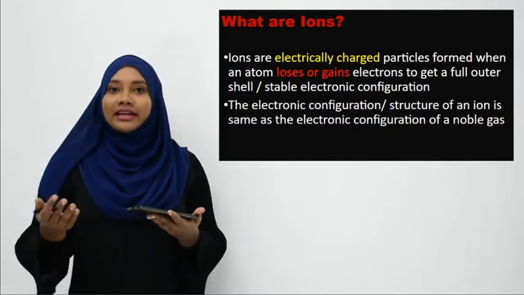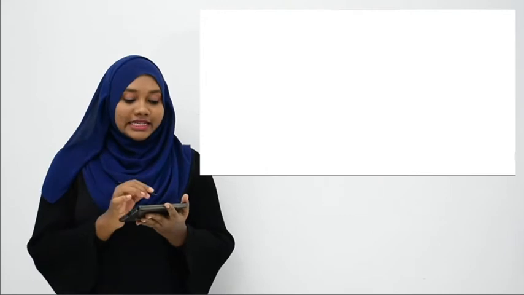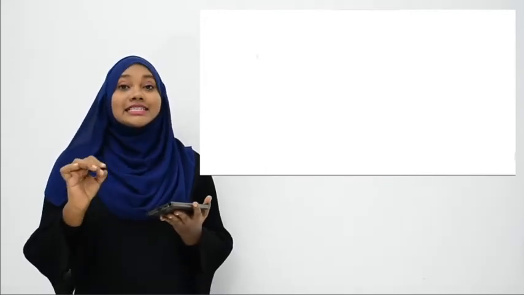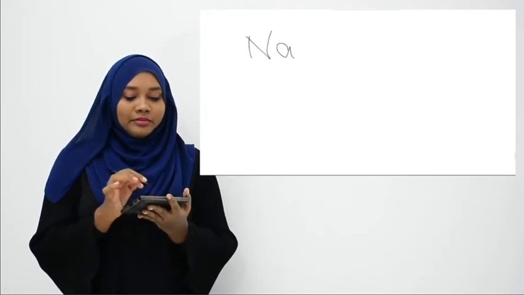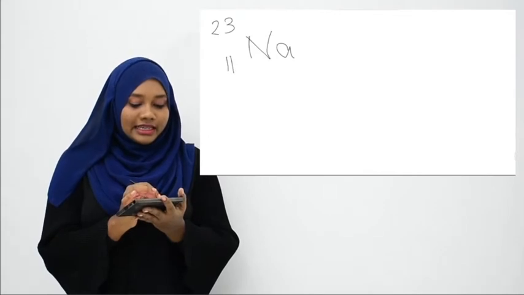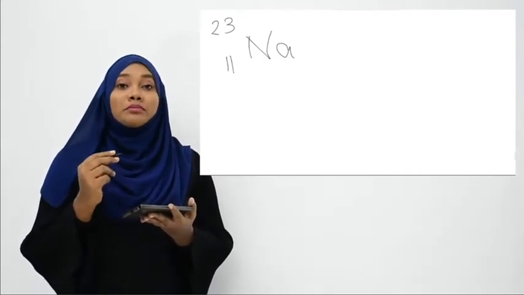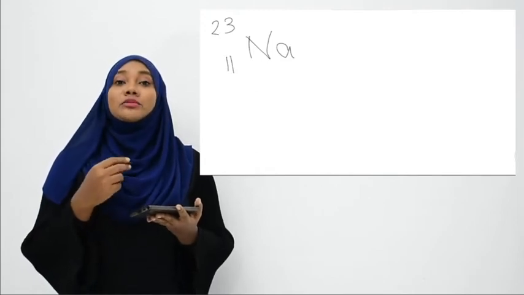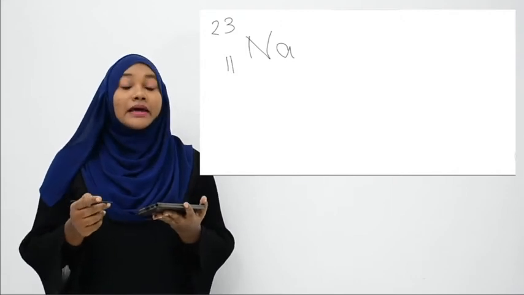Now let's look at how ions are formed. Are you all with me? So let's see. Take your notebook and you can just note this. Okay, note it down. So sodium Na, right? 23, 11. Now 23 is the mass number, right? 11 is the atomic number. You have already studied this when you studied atomic structure, right?